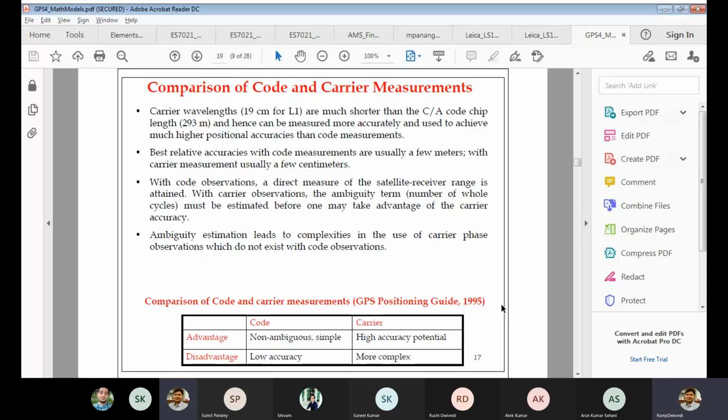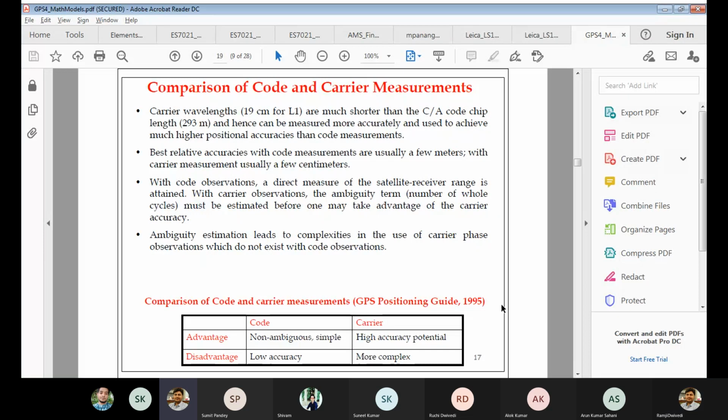So within a few seconds your ambiguity would be fixed, and once it is fixed and an integer value is assigned, then you can simply work with the observables and estimate your unknowns. So ambiguity estimation leads to complexity in the use of carrier phase observation, which does not exist with code observation. That is true. In your code observation, there is no such additional unknown, while in the carrier phase measurement, you have this ambiguity term.